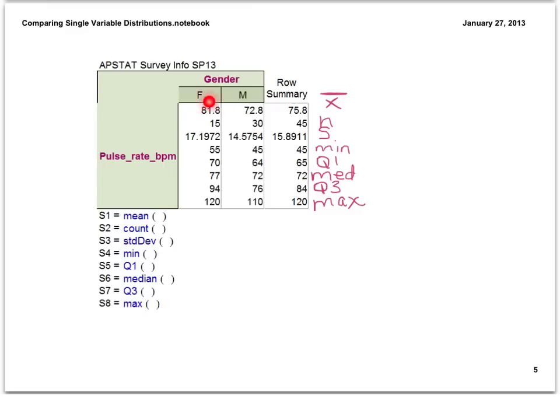I see that the females have a higher mean. They have a higher standard deviation, higher minimum, higher first quartile, higher median, higher third quartile, higher maximum. If I subtract Q3 minus Q1, I'll also notice that they have a higher IQR. So right now, again, I'm just supporting the idea that females tend to have higher pulse rates, but those pulse rates also tend to be more variable based on the standard deviation and the difference between Q3 and Q1 in the IQR.